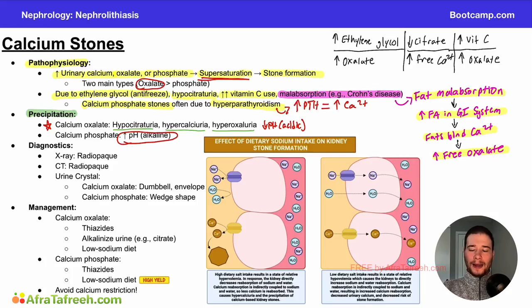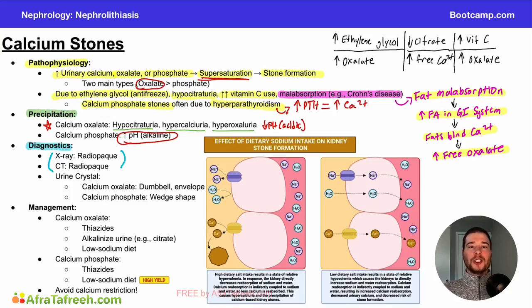Next, let's talk about the diagnostics here. For this particular type of stone, the calcium stones, we can look at them on X-ray or CT, and we would see them as a radiopaque substance, that is to say a bright or a white substance on imaging findings. This is important because we'll talk about in a future video a particular type of stone that you would not necessarily see as a radiopaque finding, and it's a helpful way to compare and contrast if given options in a vignette.